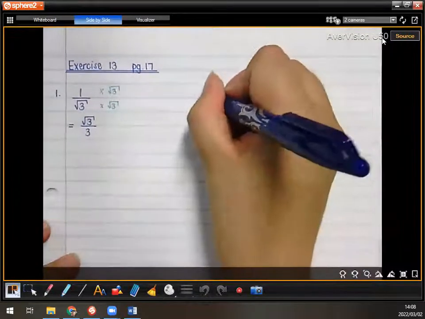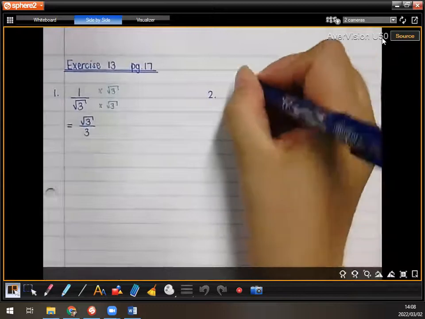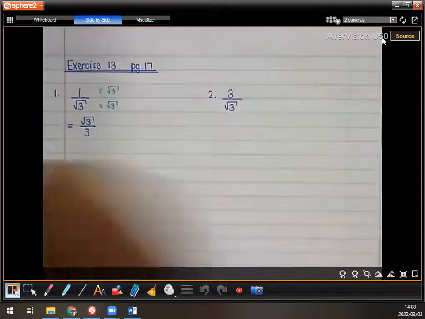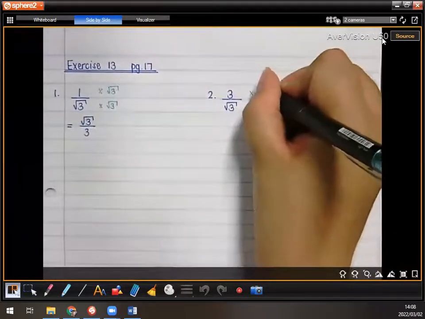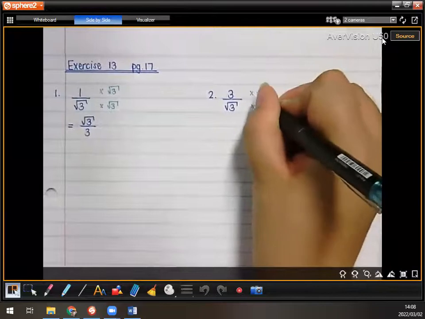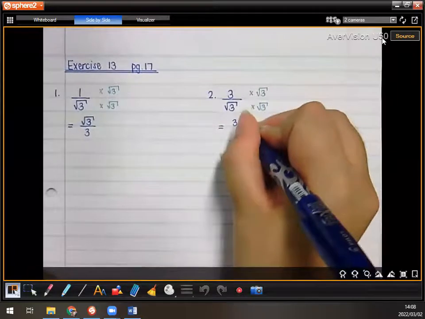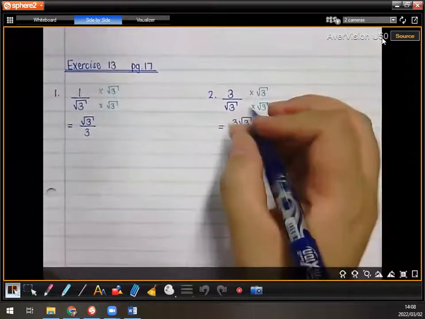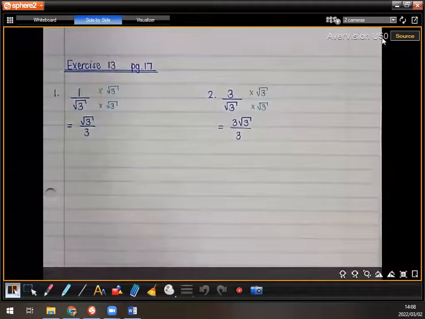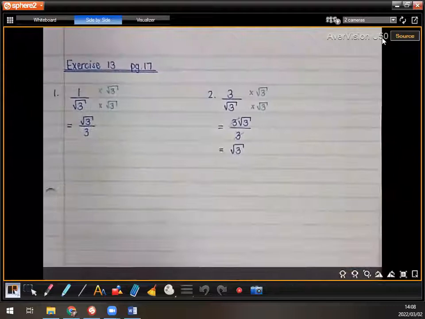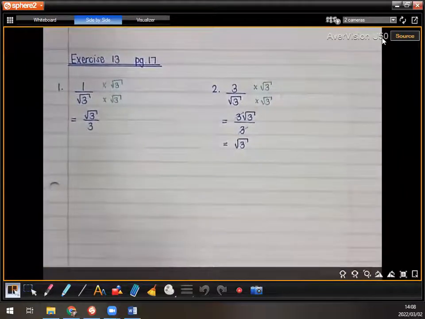I'll do number 2 just next to it. Number 2 was similar, but it was 3 over root 3. Again, you just have one term in the denominator, so you multiply the top and bottom by the surd that you have in that denominator. So by root 3 again, so you have 3 root 3 over 3. And now guys, I think someone asked me yesterday if you have to cancel out if you can. Yes, that 3 and that 3 will cancel out, and you are left with just root 3.